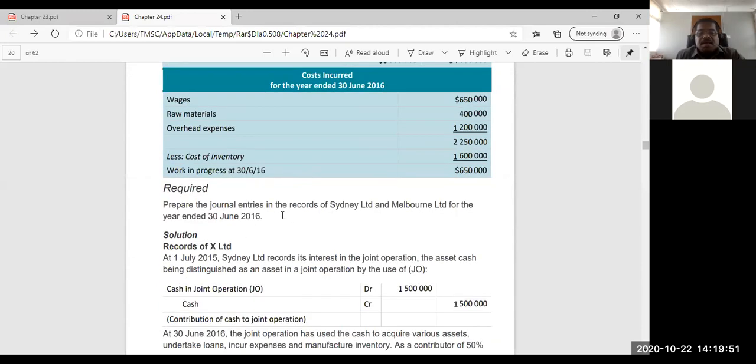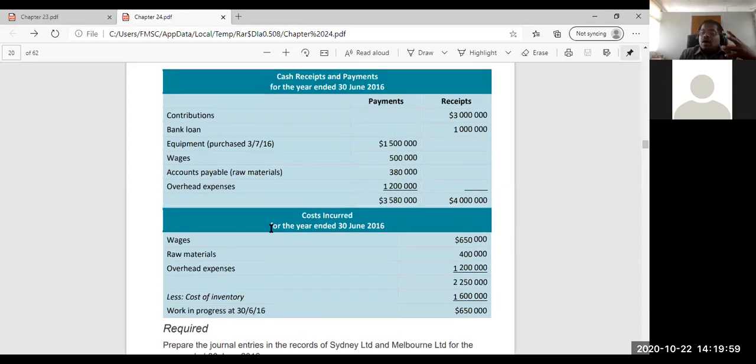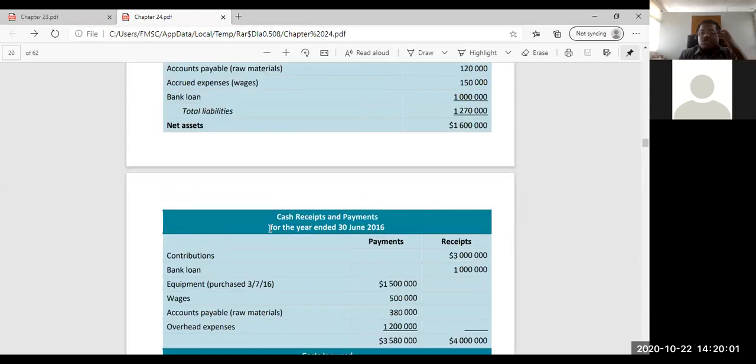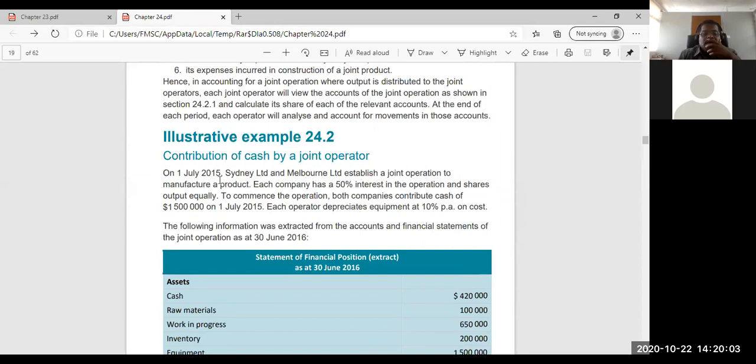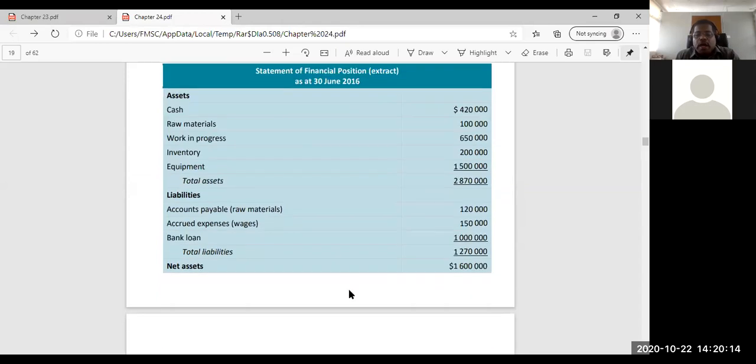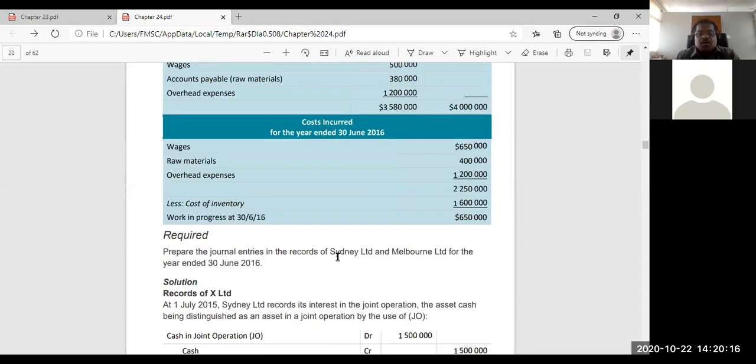Now prepare the journal entries to record in Sydney Limited and Melbourne Limited for the year ended 30th June 2000. How to account for the joint arrangement in the books of Sydney and in the books of Melbourne Limited. That is the question. So this information is related to joint arrangement operations, what do we have to do?